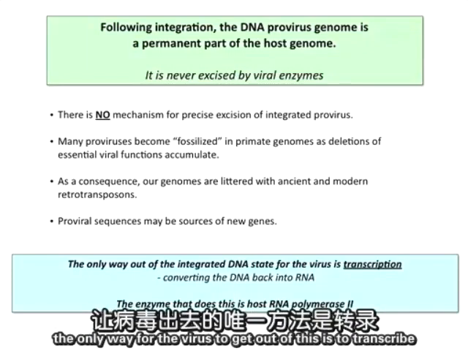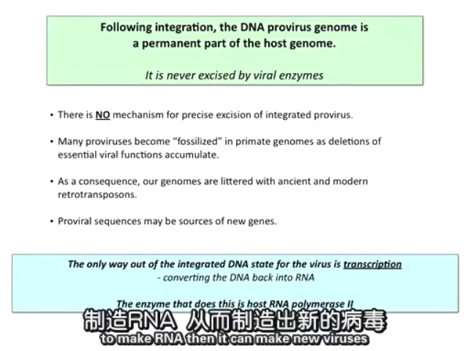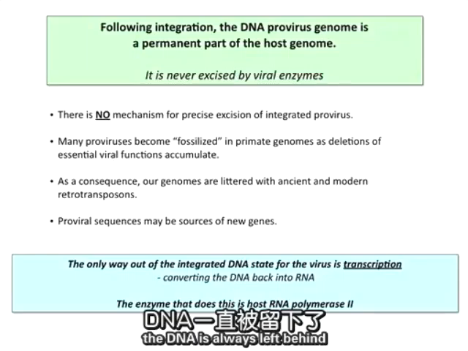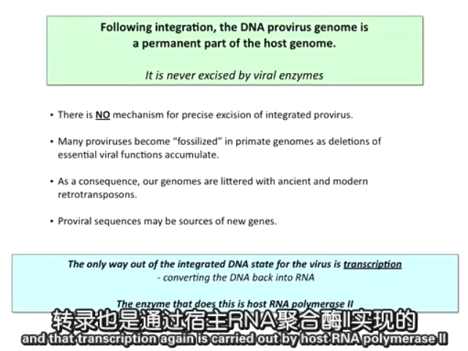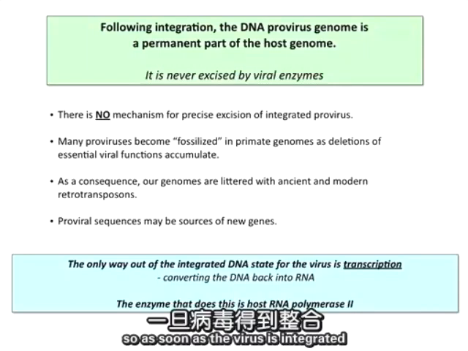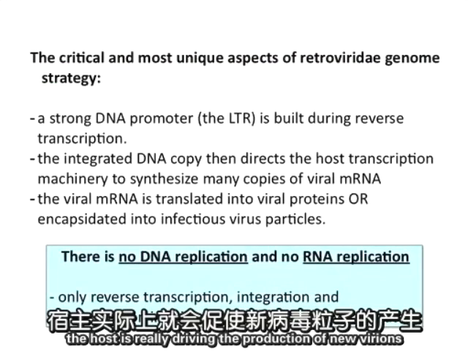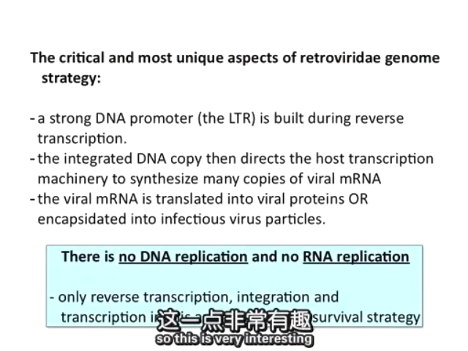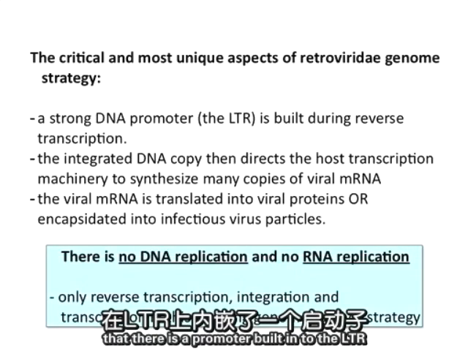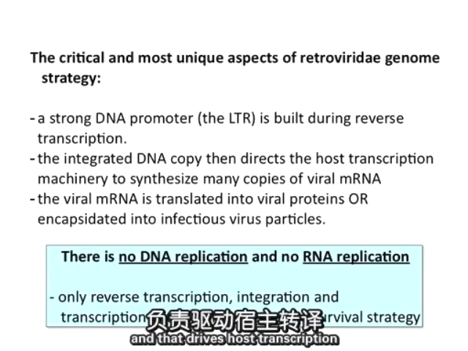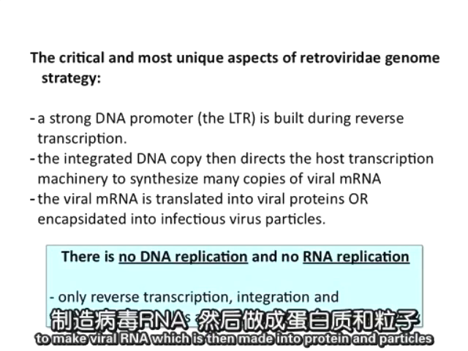The only way for the virus to get out of this is to transcribe, to make RNA, and then it can make new viruses and get out of that cell. But the DNA is always left behind. And that transcription, again, is carried out by host RNA polymerase II. So as soon as the virus is integrated, the host is really driving the production of new virions. So this is very interesting, that there's a promoter built in to the LTR, and then that drives host transcription to make viral RNA, which is then made into protein and particles.